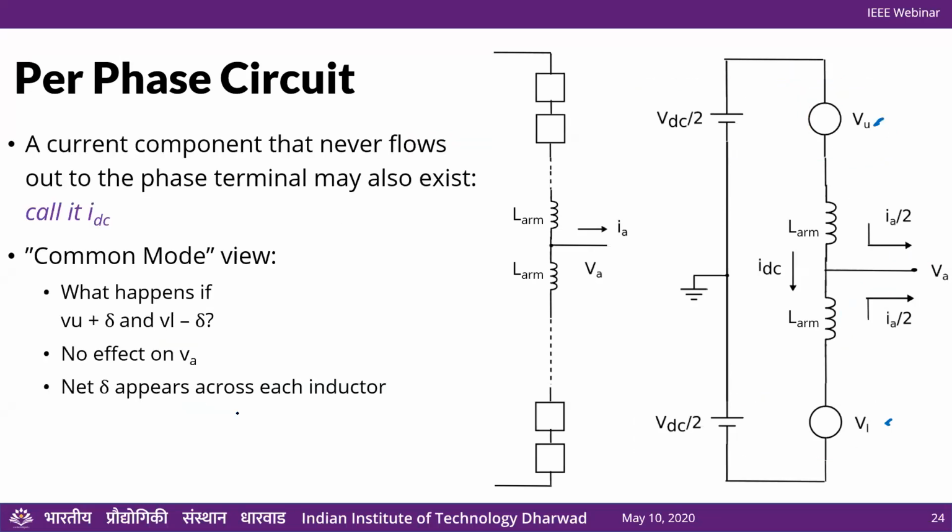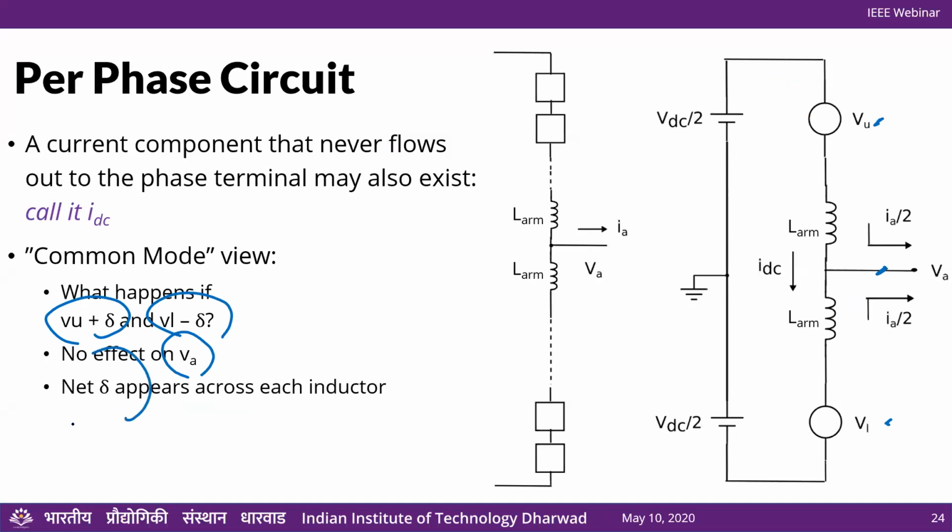So that's what intuitively we mean to say: adding a small voltage offset to VU and subtracting that same offset from VL has no effect on VA, right? Effectively, it's like common mode that gets cancelled out at the load terminal. So we can do whatever we want as long as we add symmetric offsets and have no effect on VA.